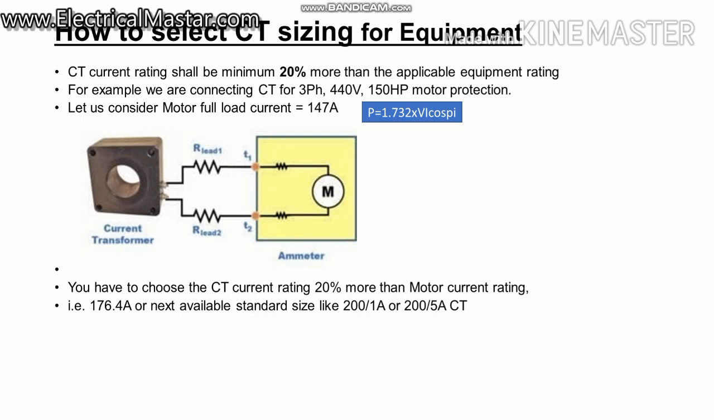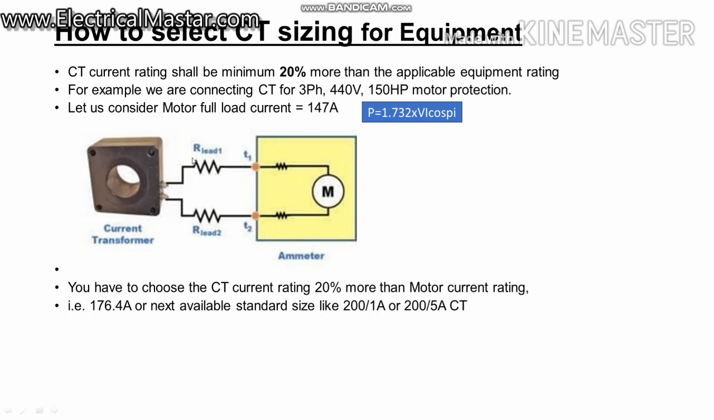How can we select the proper size of CT? It's a very simple concept. We all know the thumb rule, so the same thumb rule we will use here. Whatever equipment you are going to connect to the CT, you have to consider only one thing: the CT primary current rating should be 20% greater than the selected equipment.